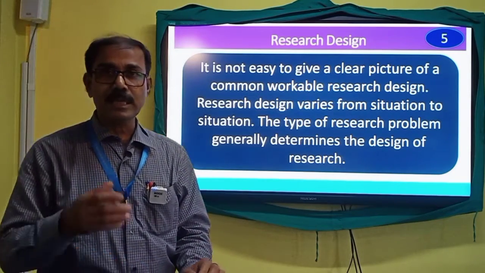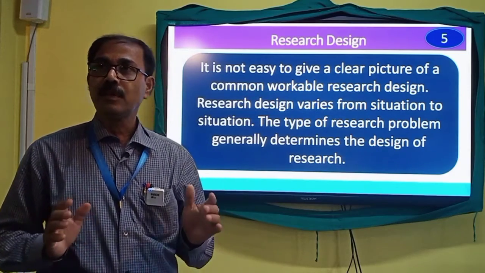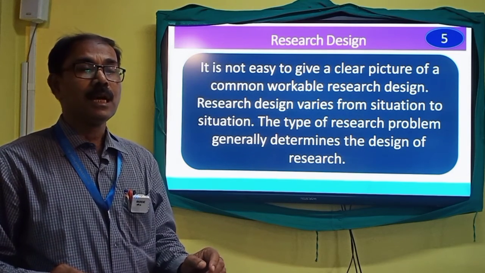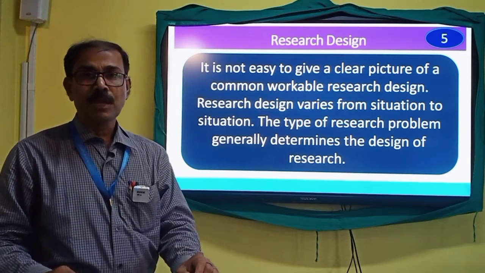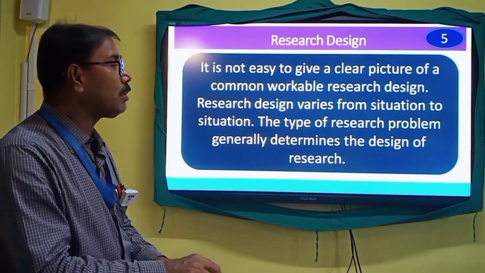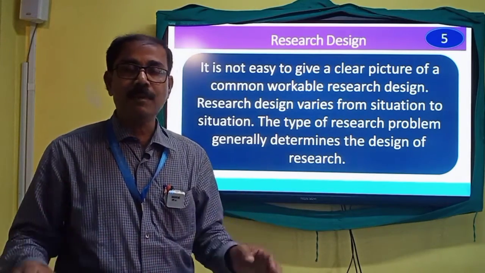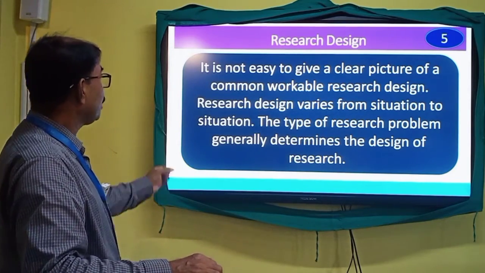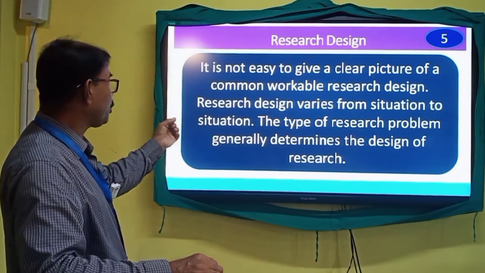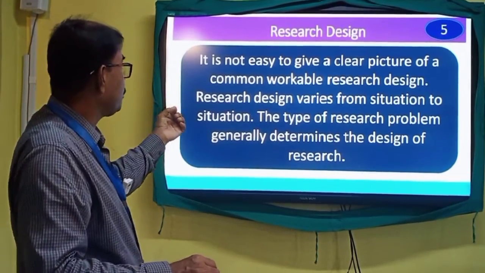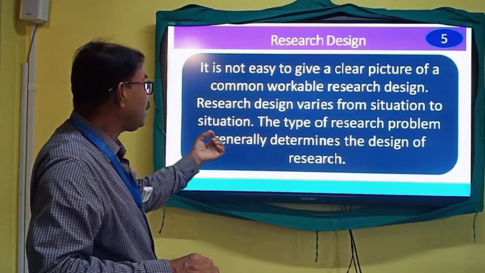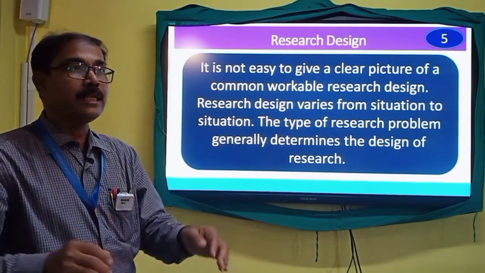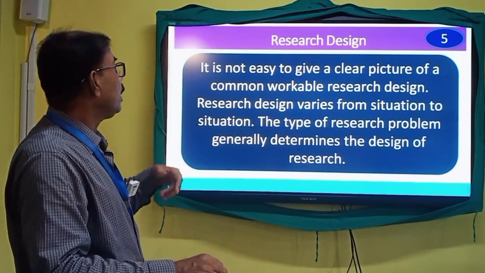So friends, research, as you know so well, is a very complex, scientific and technical academic process and academic activity, and as such, during the time of designing the research work, the researcher must have some specific experiences as well as academic potentialities. Research design varies from situation to situation, from field to field. The type of research problem generally determines the design of research which is being selected by the researchers. Let us see the next.